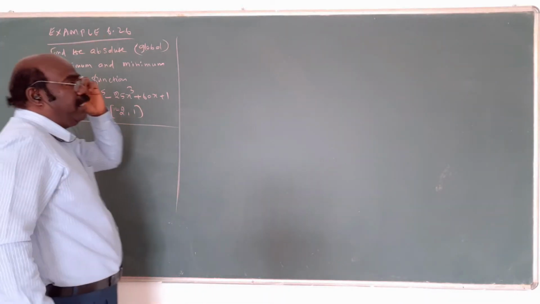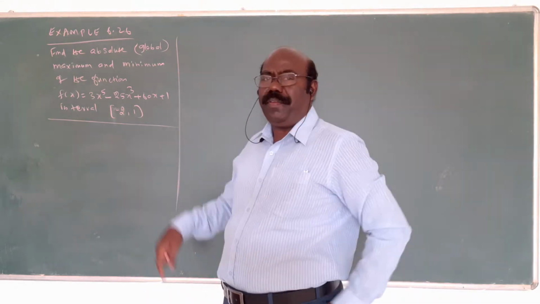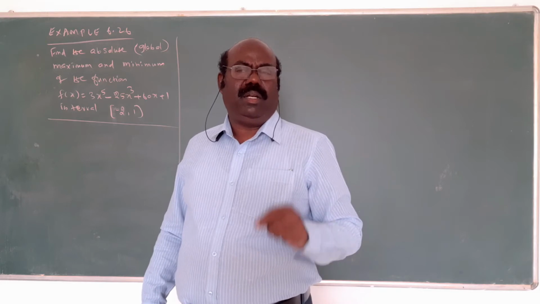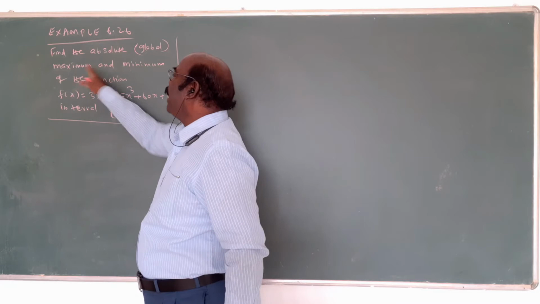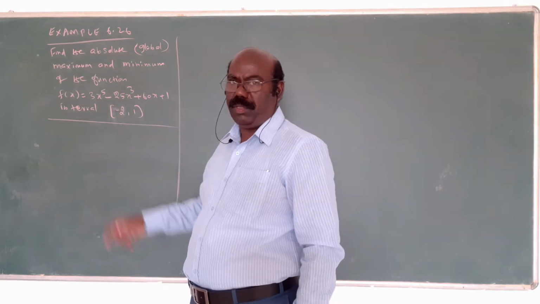Now, next question 6.26, example problem. Previously, we asked for the local maximum and minimum. But here, it is the absolute maximum and minimum. We have only one problem. Mind it, this is part of 5%.